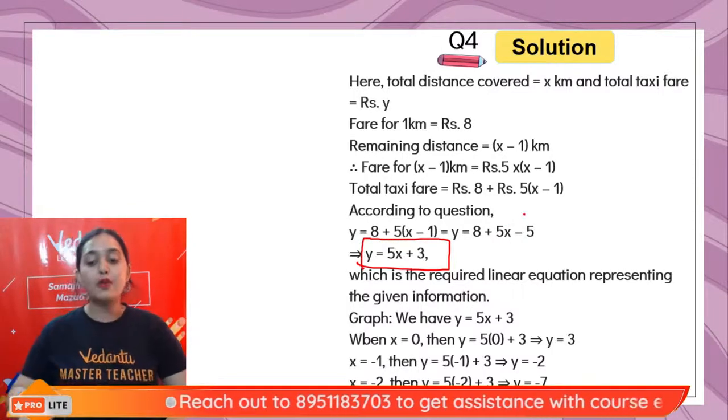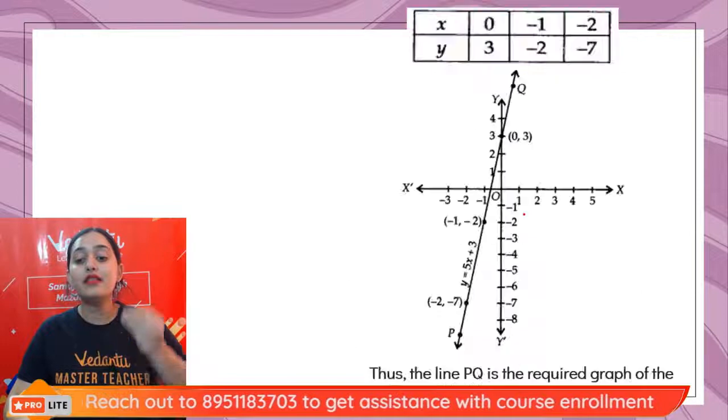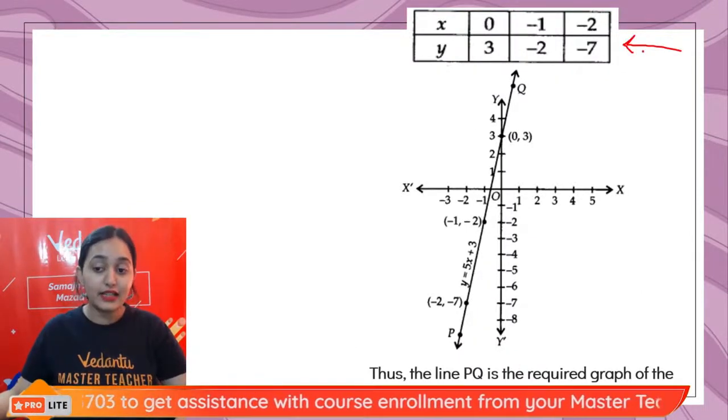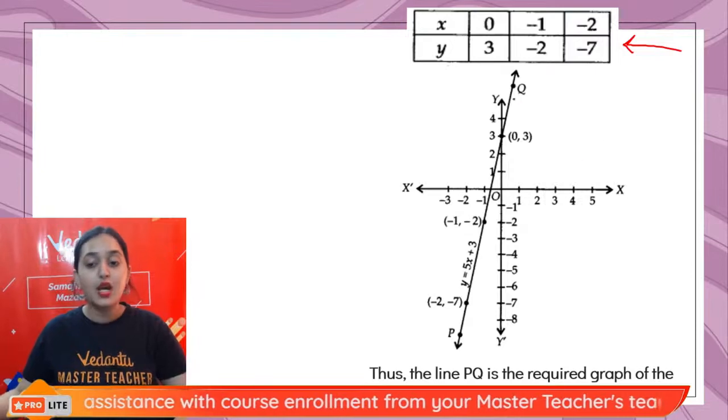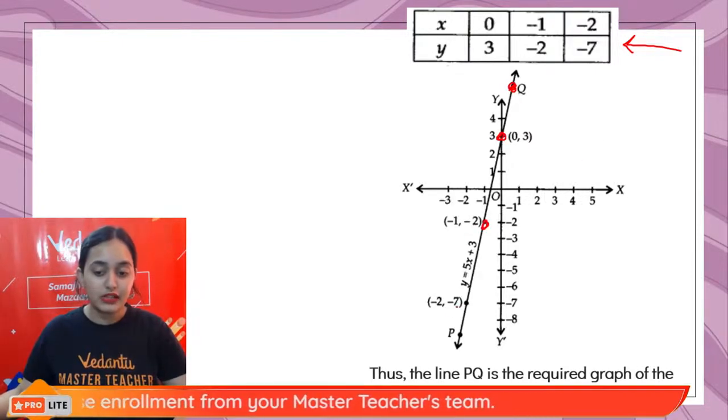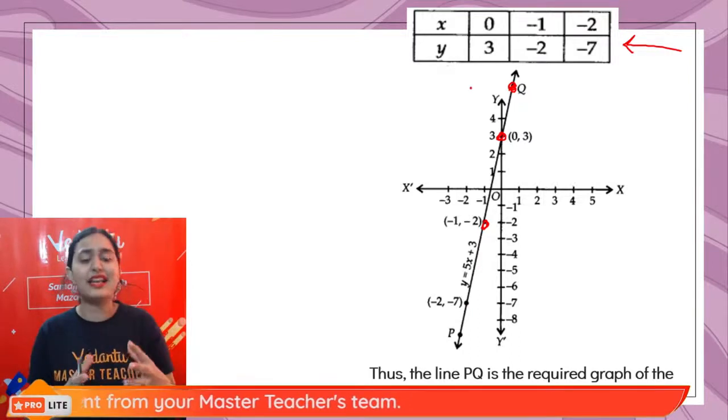ठीक है. अब क्वेश्चन में बोला है plot the graph. So for plotting the graph, first we will get the coordinates of all the points. We will plot the points on the graph, join the points to form the graph, just like question number 1 of this exercise.